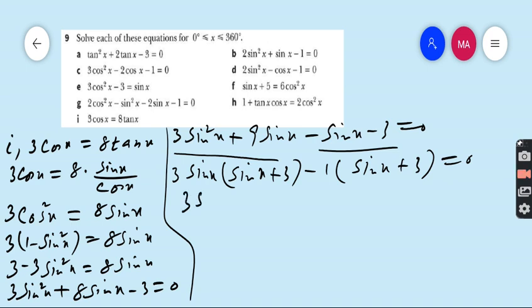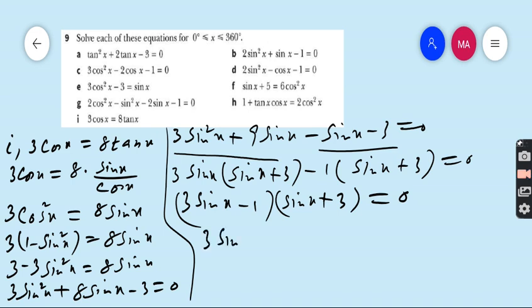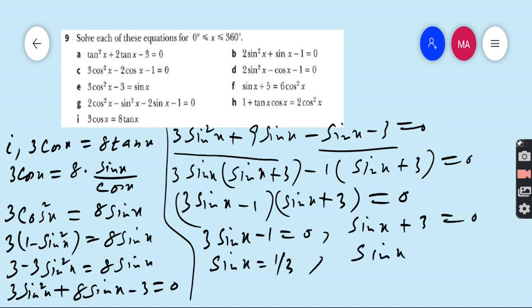This implies that 3 sin x minus 1 and sin x plus 3 is equal to 0. This implies that 3 sin x minus 1 is equal to 0, or sin x plus 3 is equal to 0. From here we will have sin x is equal to plus 1 upon 3, and from here we will have sin x is equal to minus 3.